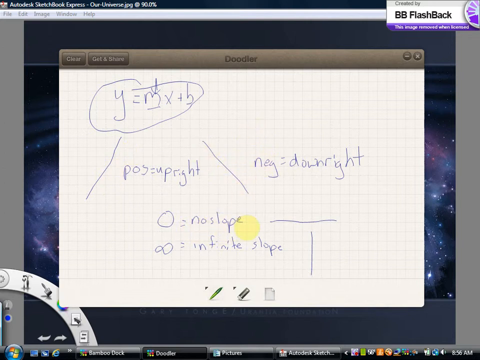Then there's ones that have no slope. So if m was 0, then there would be no x. So it would be just y equals a number, and that's a flat line. And then there's infinite slopes. And that's when it looks like this. Alright, so those are just a quick look at, if you played lines y equals mx plus b, then you understand the idea that you can look at a line and know whether it's going to be a big slope, a small slope, a negative slope, or a positive slope.